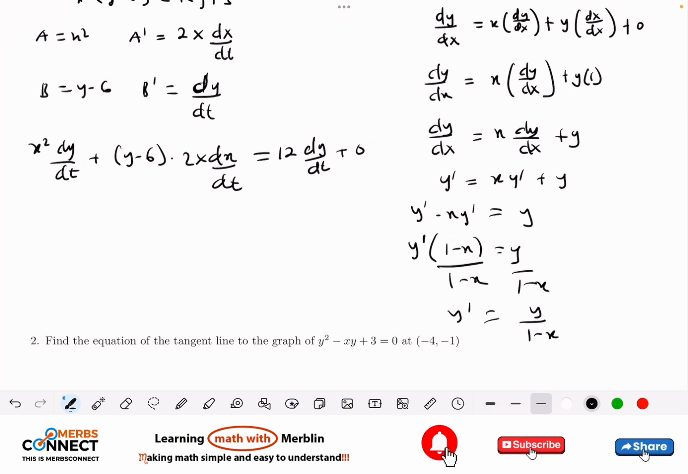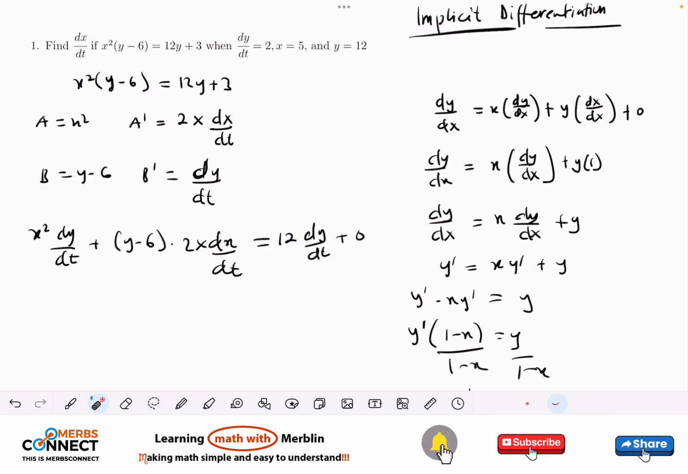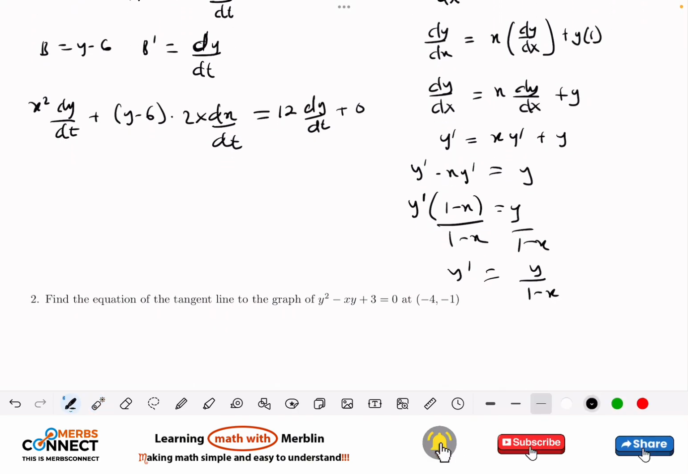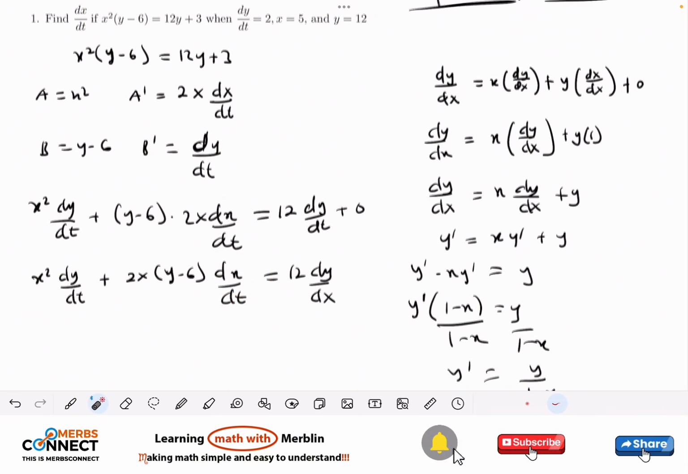Very simple from there. Now, what are we looking for? We are looking for dx over dt. So we are actually looking for this. But do we even need to simplify? No, we don't need to simplify, but I'll just write one step because everything is provided for us. So x squared dy over dt plus, now just multiply this one by this. I'll have 2x y minus 6 dx over dt, which is equal to 12 dy over dx. So this one we can simplify and make this one the subject, but everything is provided.